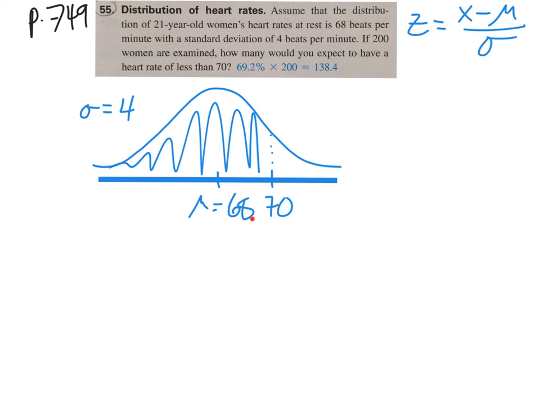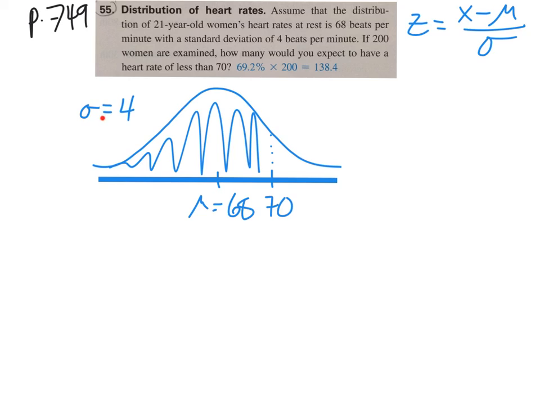So I went ahead and put our mean right in the middle, 68. That's the mean. And I made a note that our standard deviation is 4. And they're telling us that 200 women are examined. We'll use that later. It says, how many would you expect to have a heart rate of less than 70? So that's the range they're looking for. 70 would be a little bit above 68, and they want to know how many would have a heart rate of less than that. So this is the area under the curve that we're after. So first, how do we come up with that area under the curve?